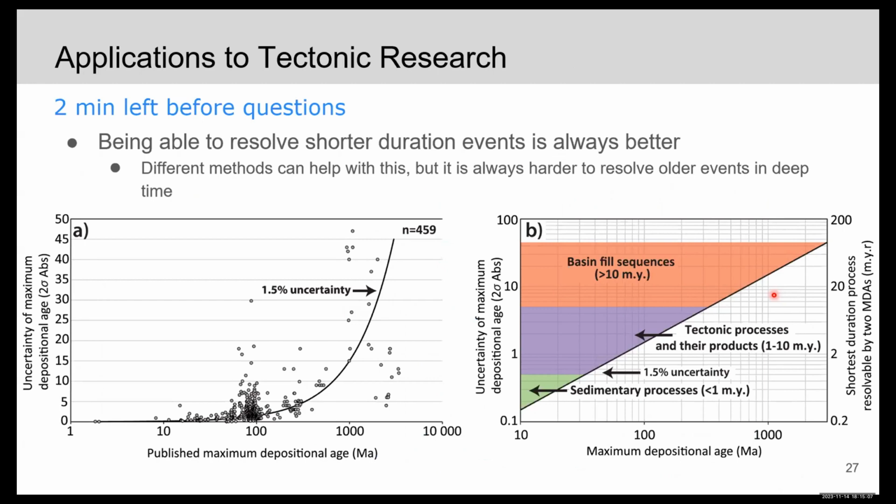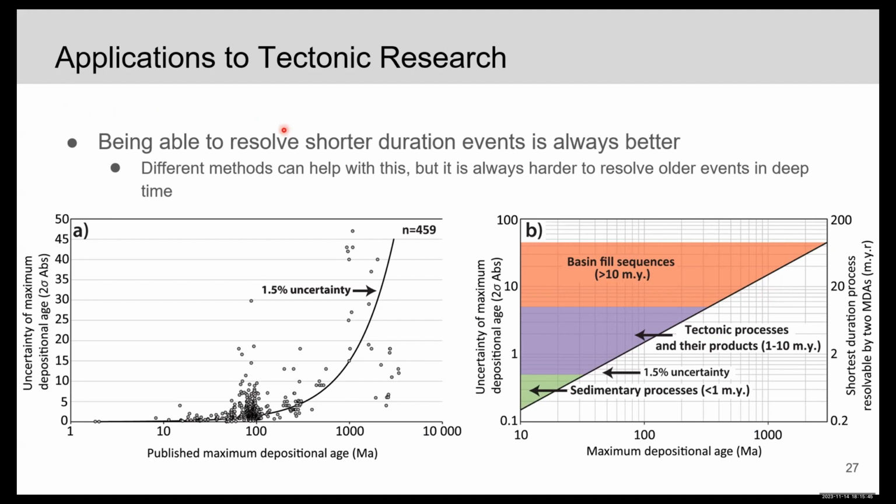So when we go to do tectonic research in general, and we go to use these methods in other aspects of tectonic research, there's a few key takeaways from what we've been able to do by splitting apart this forearc basin as fine as you can. In general, being able to resolve shorter duration events is always better for tectonic research, because you want to split your basin up as much as possible or have tighter cooling ages and that kind of stuff.